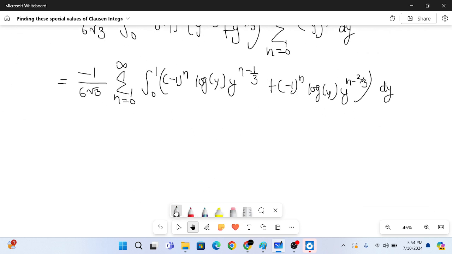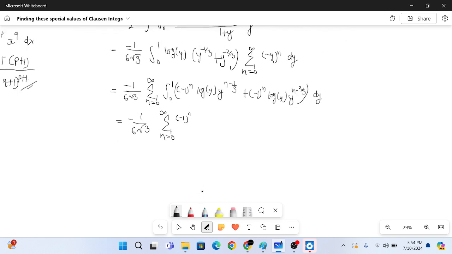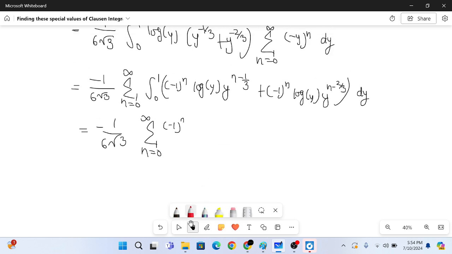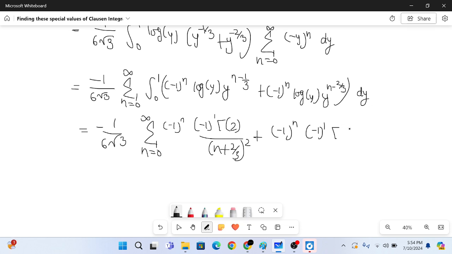Now if we use that property, 1 by 6 root 3, and then sum from n equals 0 to infinity. Over here minus 1 to the power n as it is, and then again we will have minus 1 to the power 1 gamma of 2 by n plus 2 by 3 whole square. Similarly over here also minus 1 to the power n, and then minus 1 to the power 1 gamma of 2 by n plus 1 by 3 whole square. So this is the solution of these integrals.